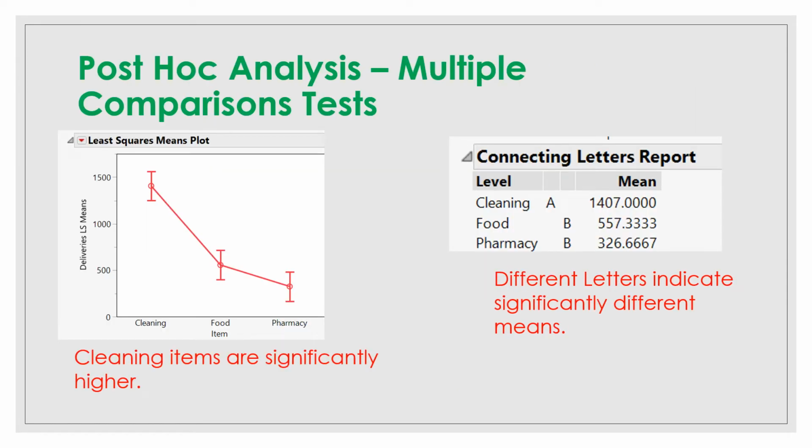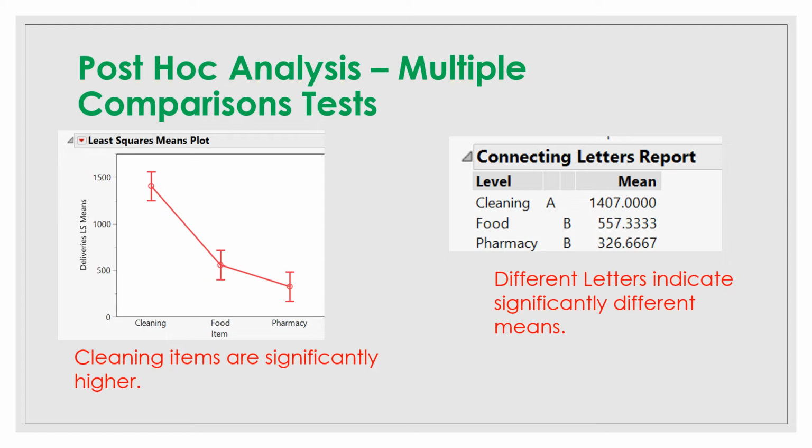After deciding that at least two means differ based on item, we want to say which ones differ. So we go to what's called post hoc analysis, or in JMP, it's referred to as multiple comparisons test. Looking at the chart, when the vertical lines in a category overlap on the y-axis, they're not significantly different. But when they don't overlap, they are.